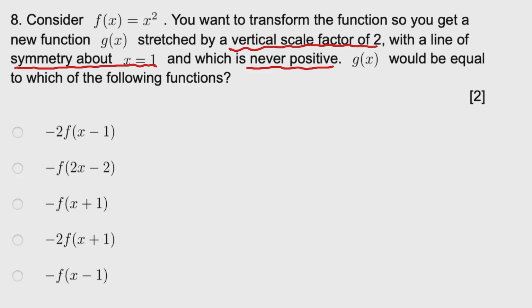Let's first consider the symmetry of the graph. Originally, f(x) is symmetric about x equals 0, and we want g(x) to be symmetrical about x equals 1. So that means we need to shift the graph to the right by 1. Therefore, x minus 1 should replace the original x. It then says the graph is stretched by a vertical scale factor of 2. So we just simply multiply a factor of 2 in front of f. And then it says it's never positive. Looking at the original graph, f(x), we know that it is a parabola facing up, so we just need to add a negative sign in front of that.